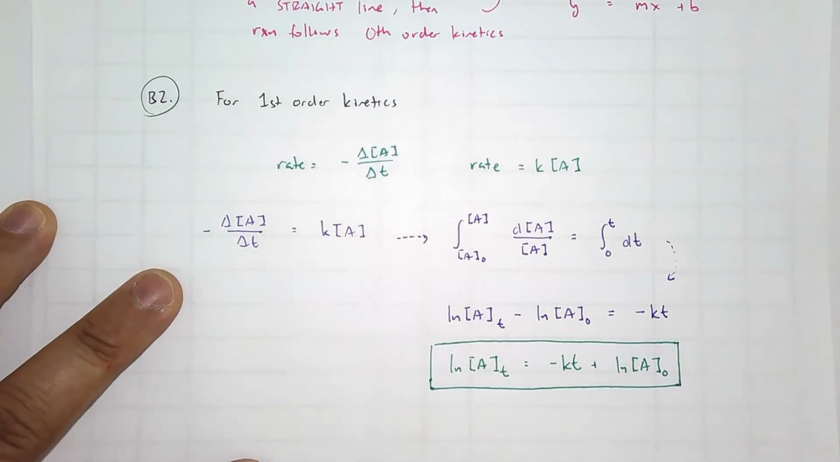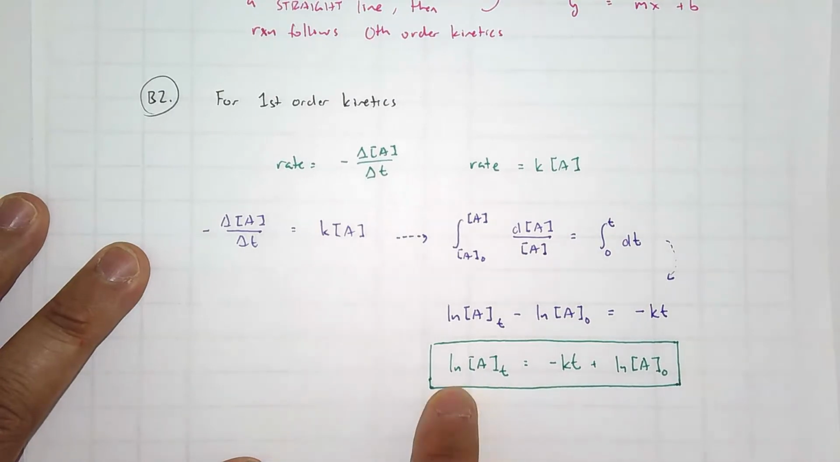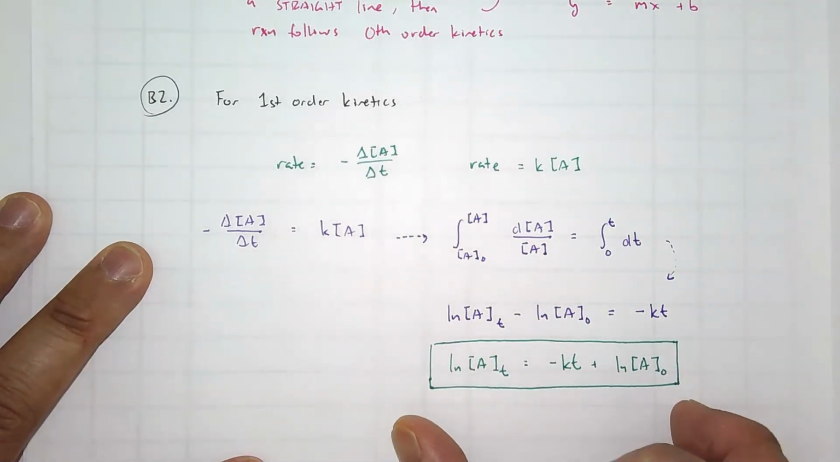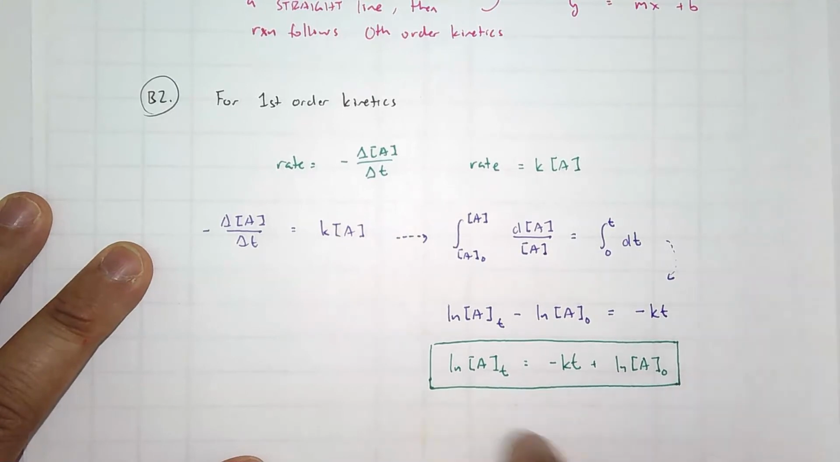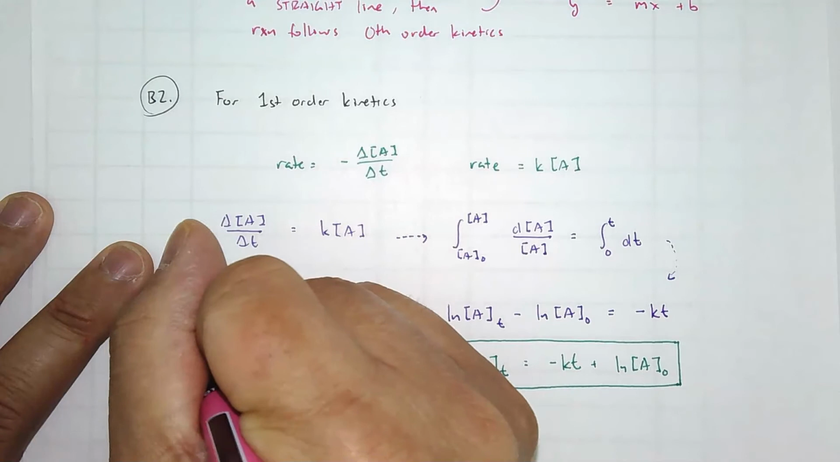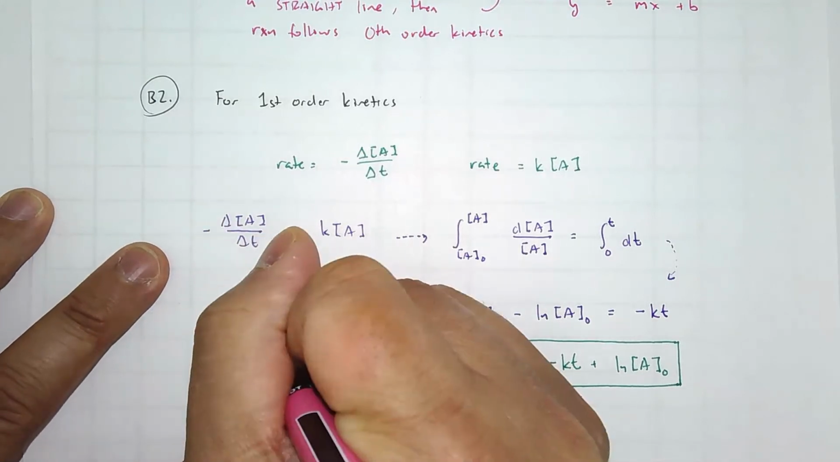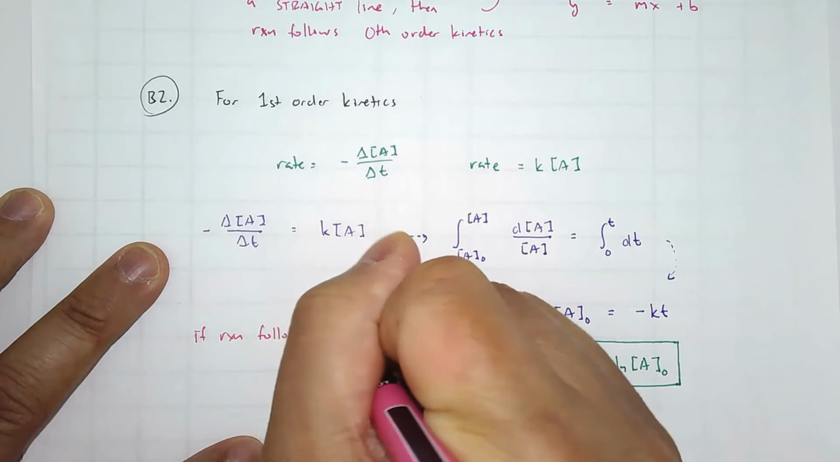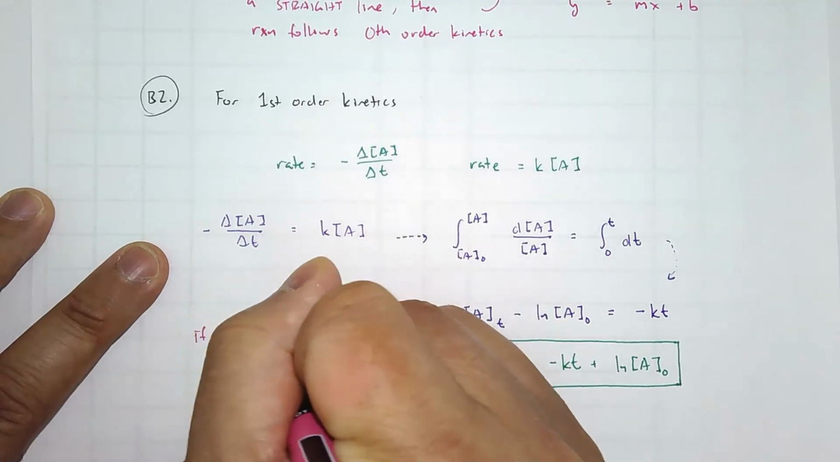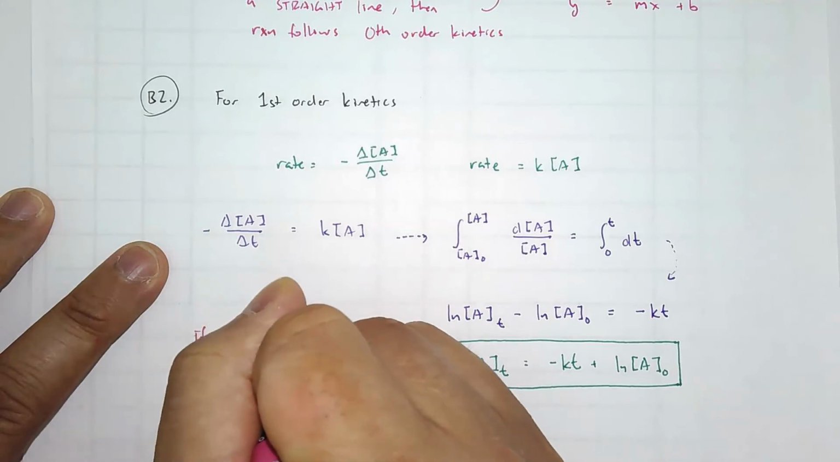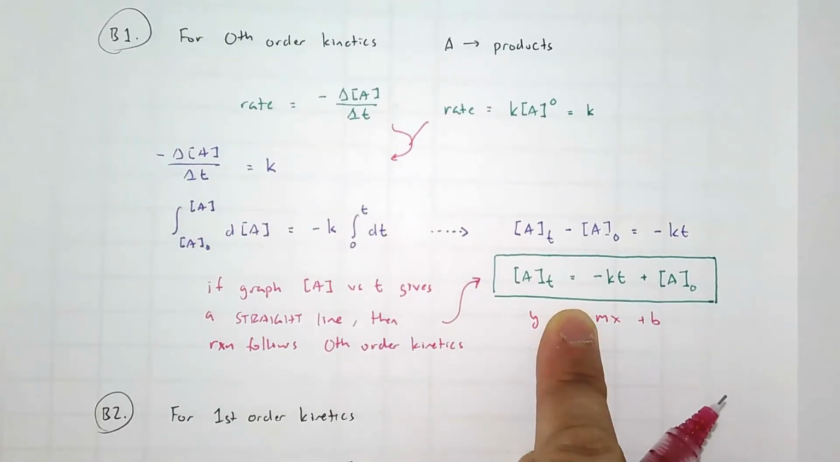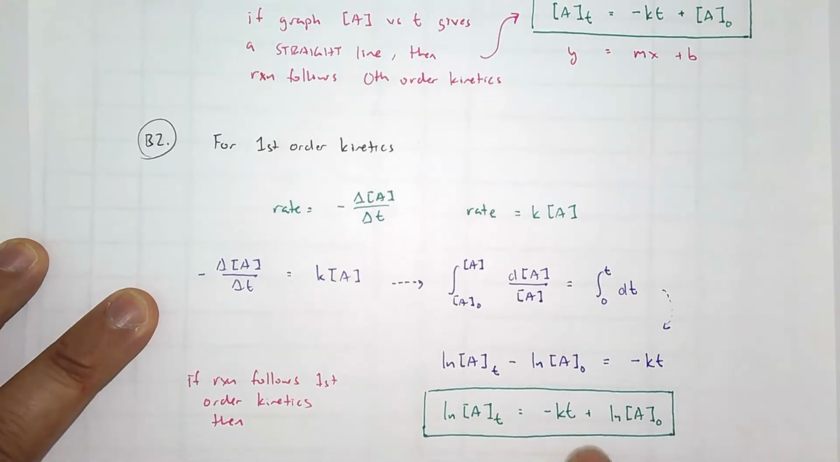And when is this a straight line? It's a straight line when A, or the reaction, is following first order kinetics. If it's not following first order kinetics, this would not become a straight line. It's an equation of a straight line, but the data actually wouldn't fit to a straight line. So again, if the reaction follows first order kinetics, then not this will give a straight line, but that will give a straight line.